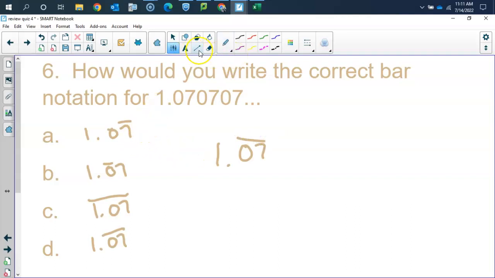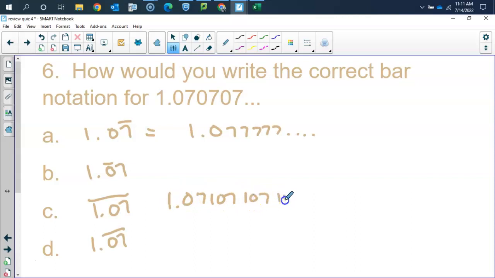Now, I want to take a look at these so you can see what these would look like. Here, the bar is just above the 7. So this decimal would look like that. The 7 would repeat. This one makes no sense because you can't have a bar above something that's in the middle. So this means nothing. This one, the bar is over the 107. So this would be 1.07, 107, 107, 107, continuing on forever and ever. Here, the bar is above the 07, which is what we want. So you should have picked D.